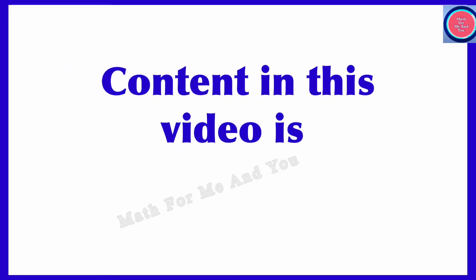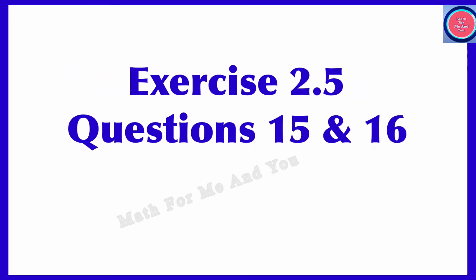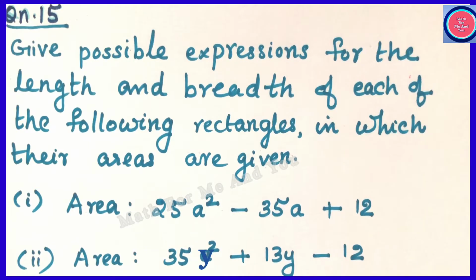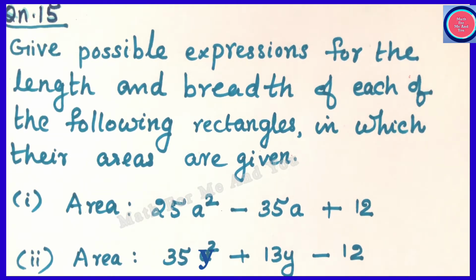Here in this video we are discussing exercise 2.5 questions 15 and 16 from the chapter Polynomials. Question 15. Give possible expressions for the length and breadth of each of the following rectangles in which their areas are given. Part 1, area is 25a square minus 35a plus 12, and part 2, area is given as 35y square plus 13y minus 12.